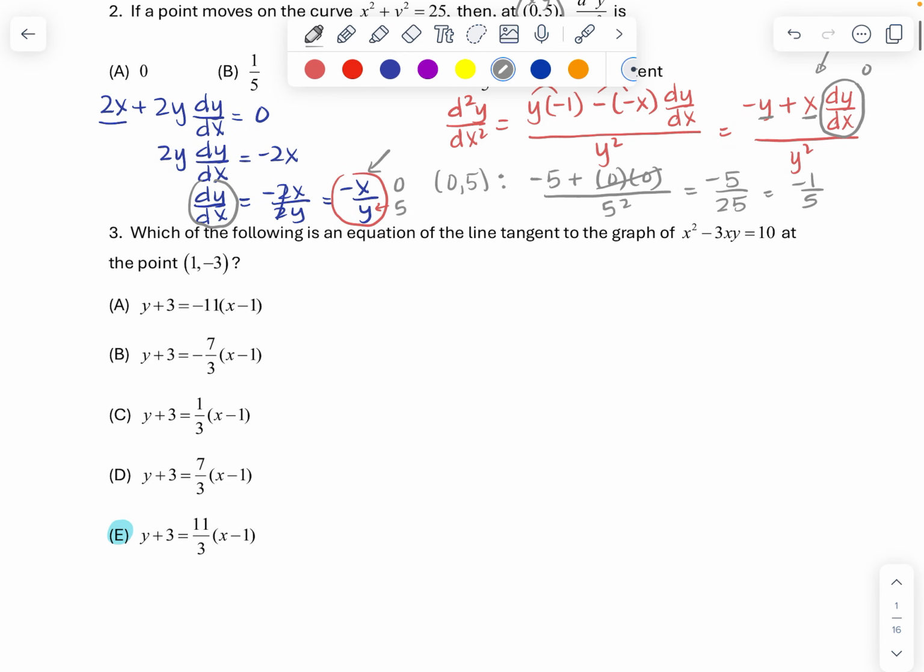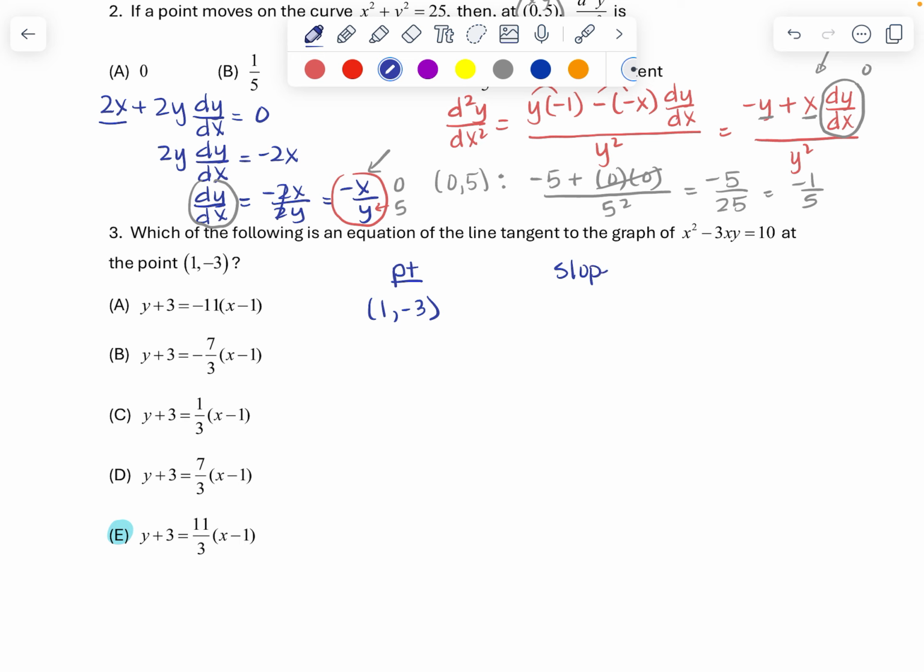Which of the following is an equation of the line tangent to the graph of x squared minus 3xy equals 10 at the point (1, -3)? So for this one, equation of the tangent line, I need two things. I need a point. Luckily, they gave me that. It's (1, -3). And I need a slope.